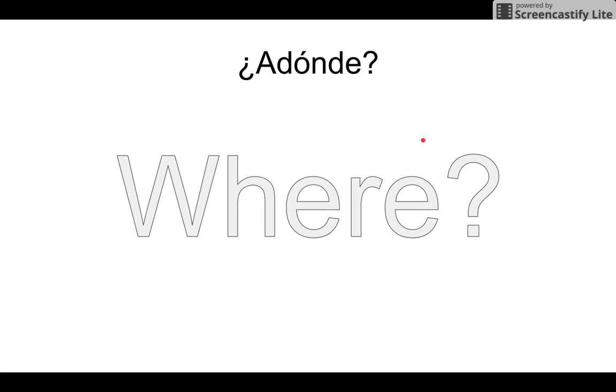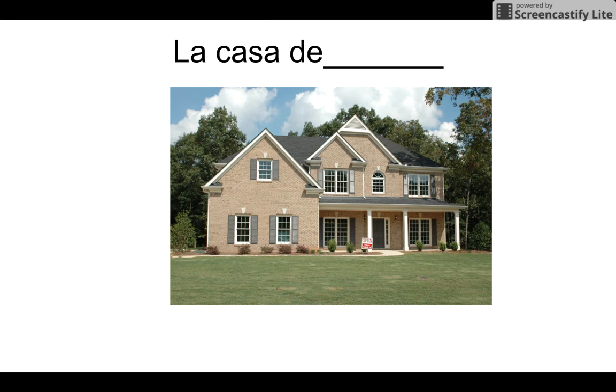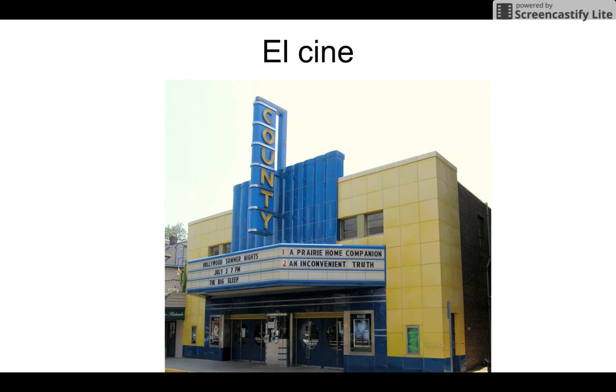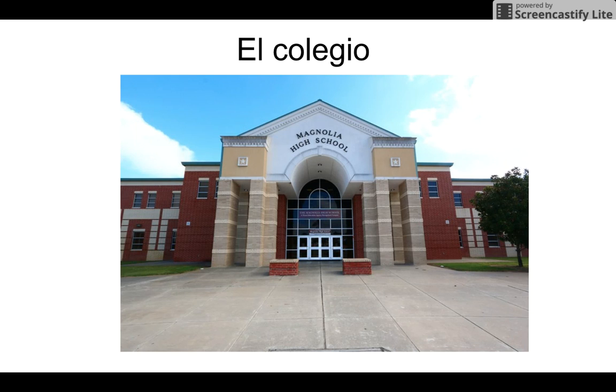Part of our vocabulary also talks about where you might do some of these things. The question where is adónde, and here are some locations that you might do some of those activities. El baile, a dance. La casa de, the house of someone. For ejemplo, la casa de Juan would be Juan's house. El cine, the movie theater. El centro comercial, the mall. El colegio, the high school.